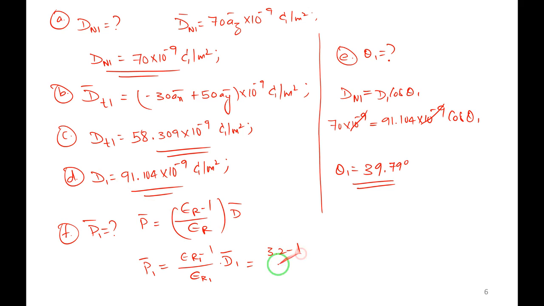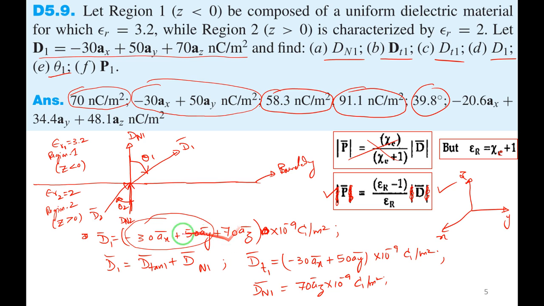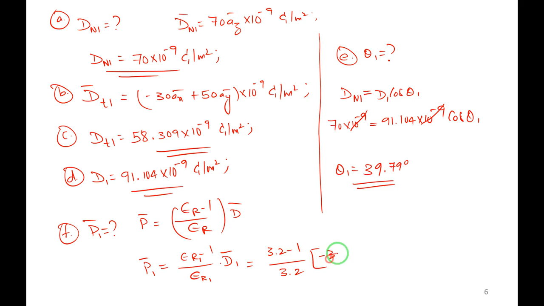3.2 minus 1 divided by 3.2. Then what is the D1 vector? D1 vector is minus 30ax plus 50ay plus 70az into 10 power minus 9. So calculate this, that will be P1, that's all, right?